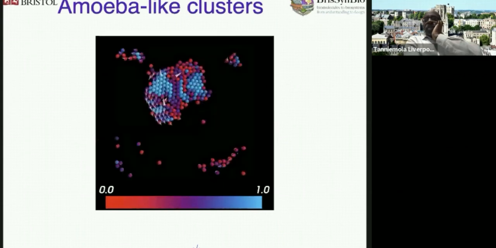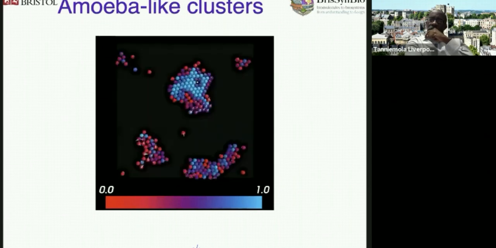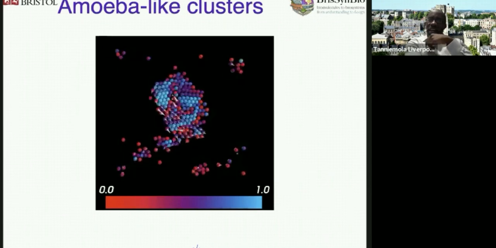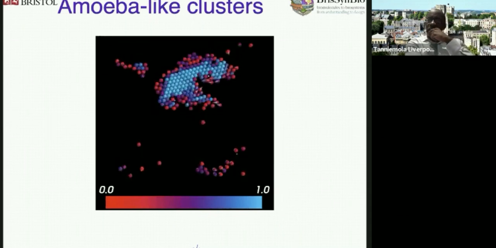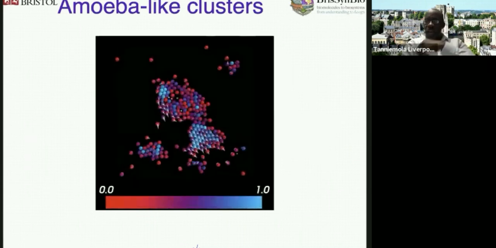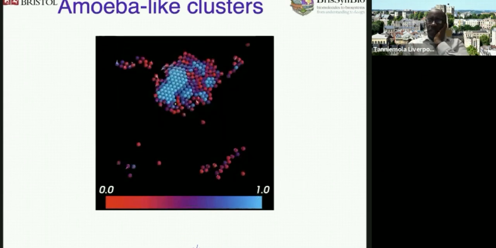So let's look a little bit more closely at what happens when you increase the field. What you see is amoeba-like moving clusters, splitting and coalescing. This is a phase that you would never see in a normal material. You would have a liquid, solid, or gas. So this is not a liquid, it's not a solid, it's not a gas. What is it?